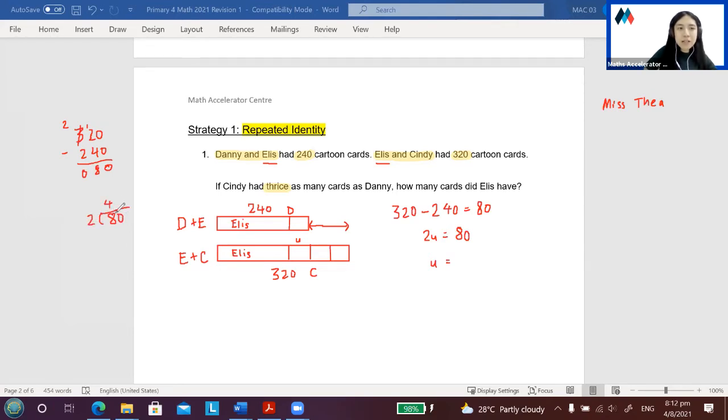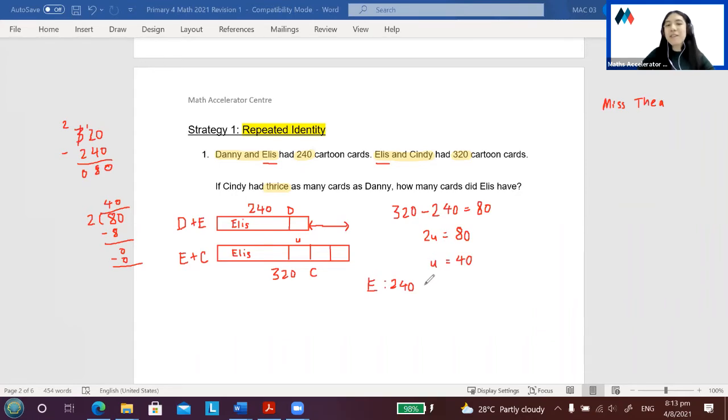8 divided by 2 is 4. And then 0 minus 0. So the answer is 40. 1 unit is 40. The question asks, how many cards did Alice have? So here we have Danny plus Alice is 240, right? Danny has 1 unit. So Danny is just 40. To find Alice, you should do 240 minus 40, right? So if you want to find Alice, it is just 200.